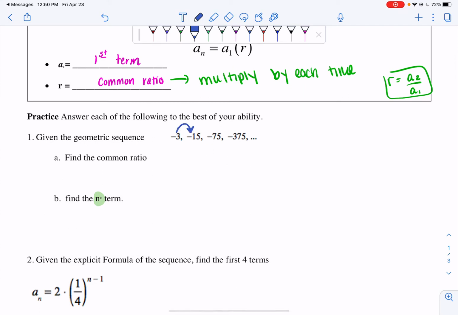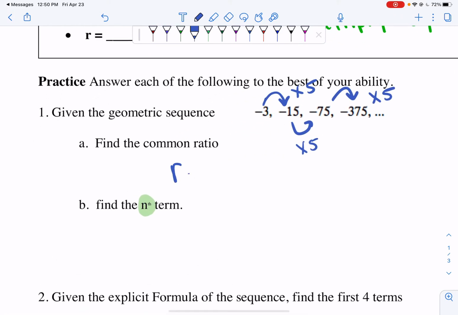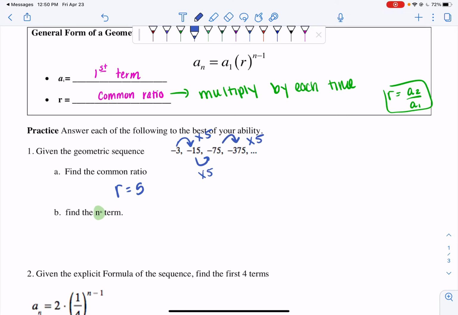To go from -3 to -15, I multiply by 5. To go from -15 to -75, I multiply by 5. To go from -75 to -375, I also multiply by 5. So if I look, I'm multiplying by 5 every single time, so I can say that my common ratio is 5.